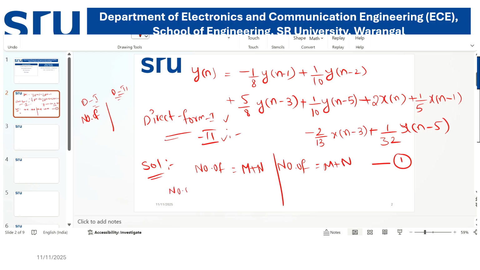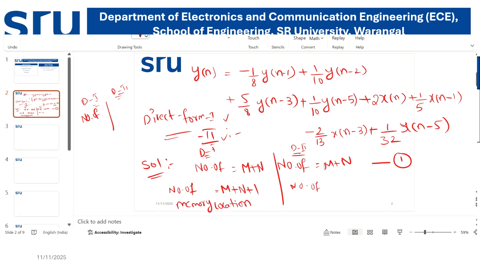The number of memory locations in direct form 1 is m plus n plus 1. So what do we mean by m and n? Those are the required number of delay elements on the input side as well as the output side. Whereas the number of memory locations in direct form 2, the formula is maximum of m comma n.